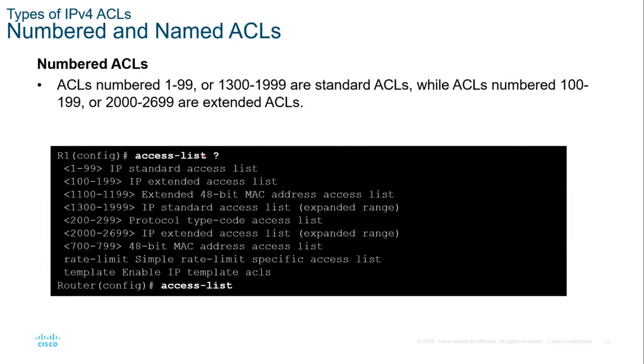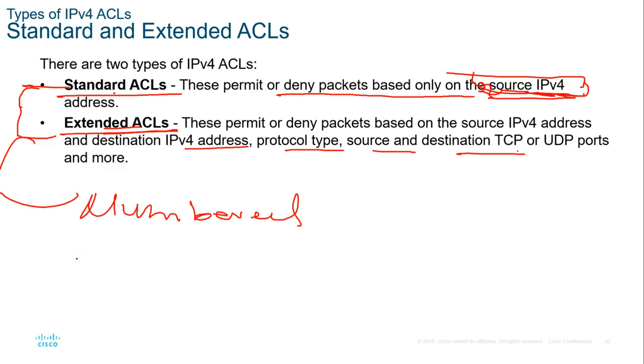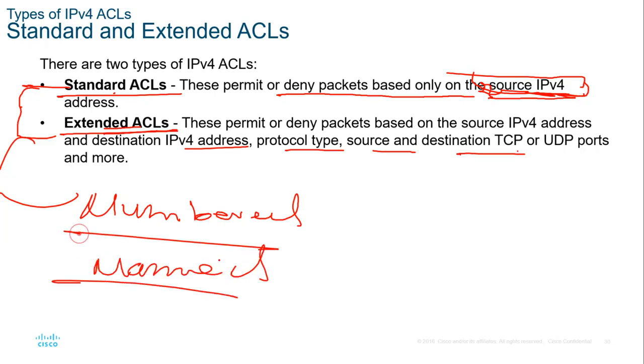We have numbered and then named. We said the types we have are two, standard and extended. But these two can be numbered or named. So numbered and named are not types. You need to note that.